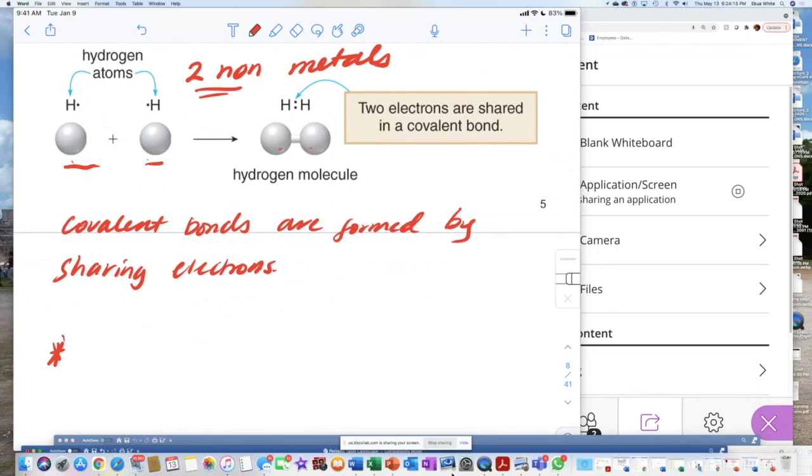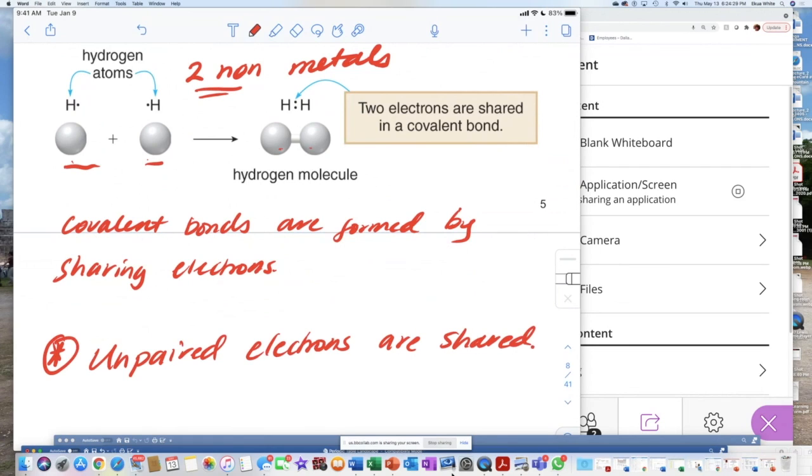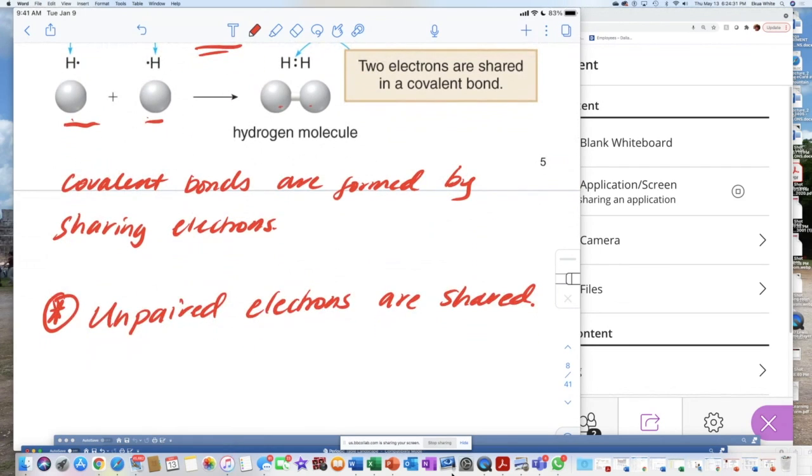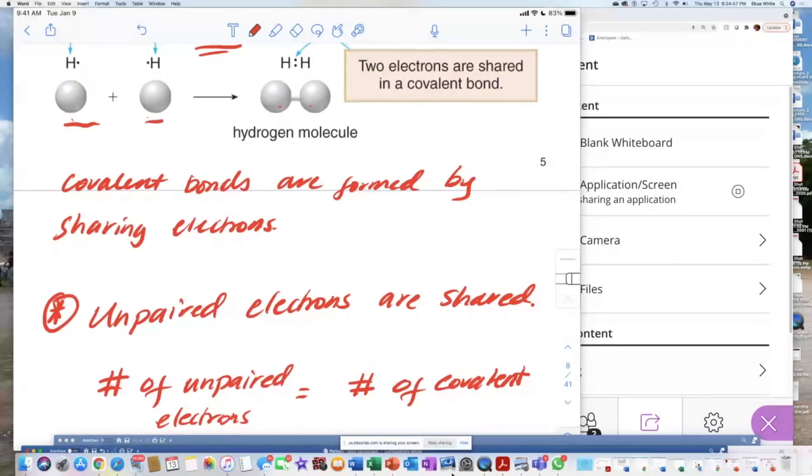So I'll say here as a rule, and when I write these rules, please make sure you're taking notes. Unpaired electrons are shared. Okay? So the other way of stating this is the number of unpaired electrons equal the number of covalent bonds. You see where I'm going with this?